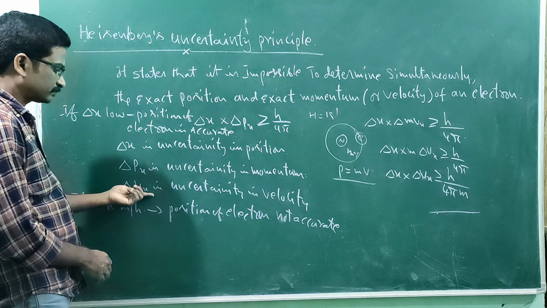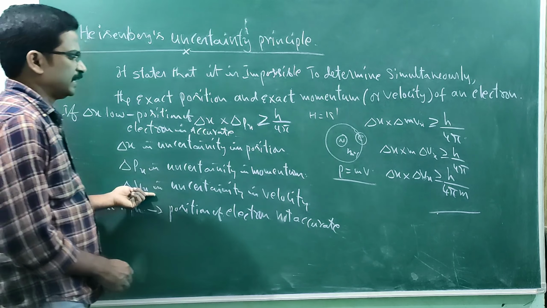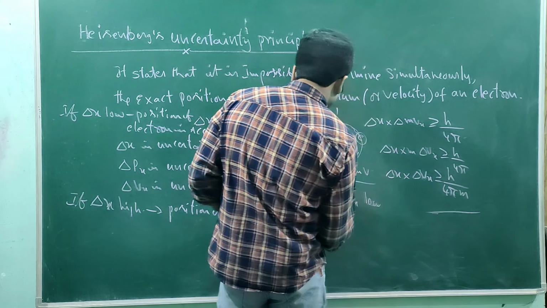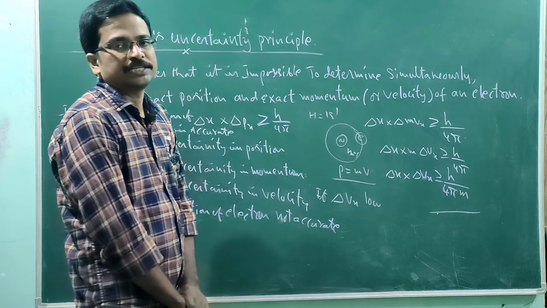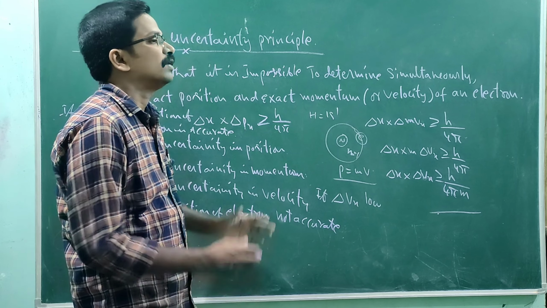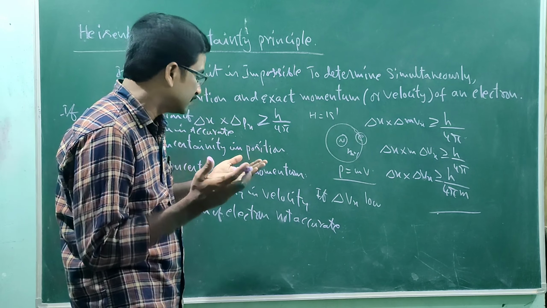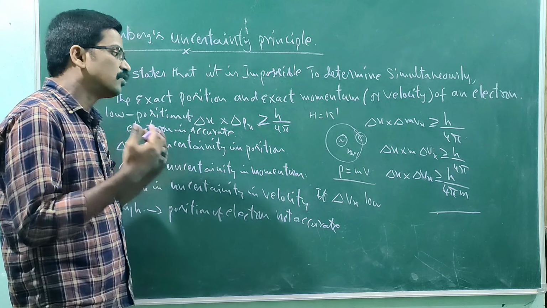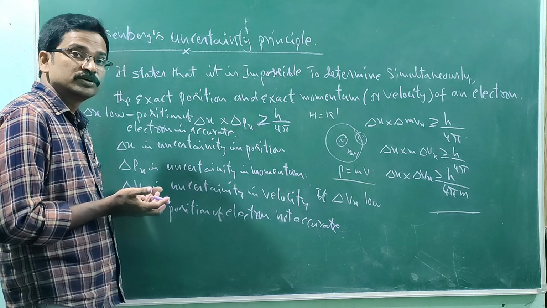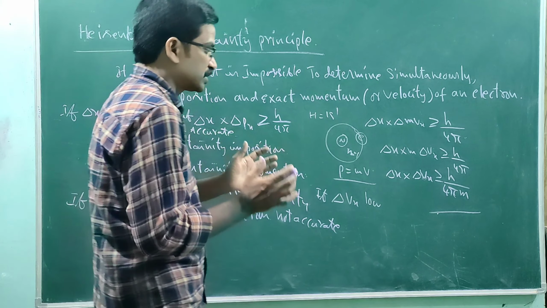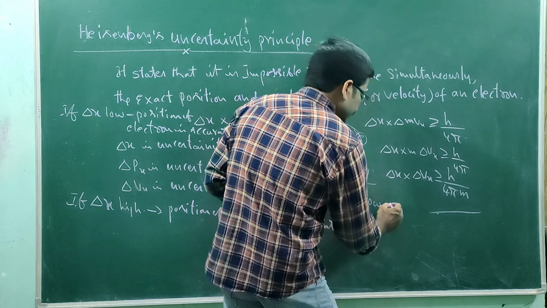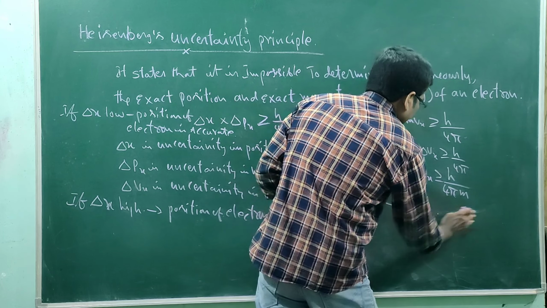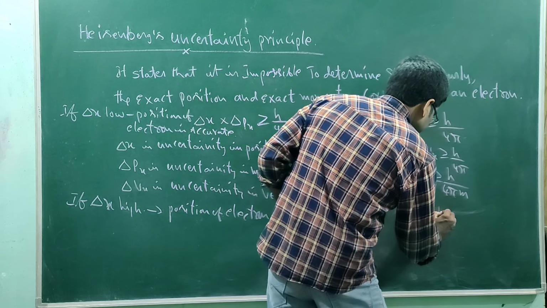If del Vx is a low value, then what we understand is that the uncertainty in velocity is low. Then velocity is fixed. Velocity is accurate.